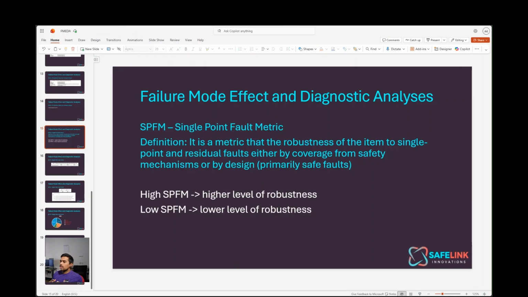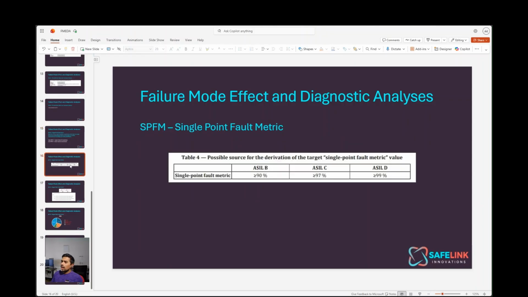Now, we need to define what is a high level and what is a low level. And luckily, the ISO 26262 defines this for us. And it's defined based on different ASILs. So, for example, if we have a project wherein the highest safety goal is ASIL B, then we need to achieve a single point failure metric of 90%. If it is ASIL C, then it has to achieve a 97% SPFM. And if it's ASIL D, it has to achieve a 99% SPFM.